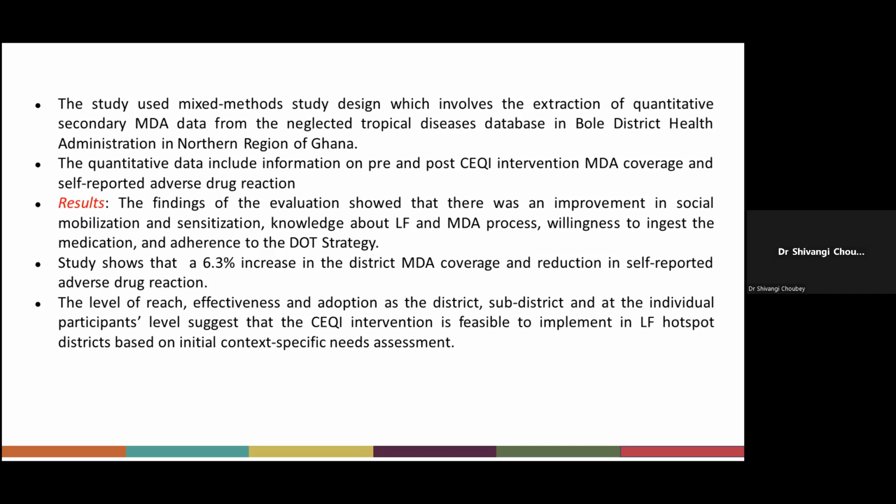This study also showed that there was a 6.3 increase in the district MDA coverage and a reduction in self-reported adverse drug reaction. And the level of reach, effectiveness, and adoption, which comes from the RE-AIM framework, at the district, sub-district, and individual participant levels suggests that the CQI intervention is feasible to implement in lymphatic filariasis hotspot districts based on initial context-specific needs assessment. So this was from our side. Thank you so much.